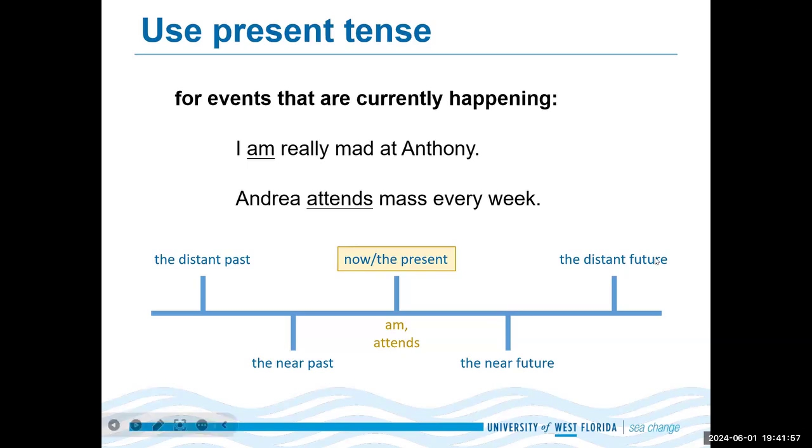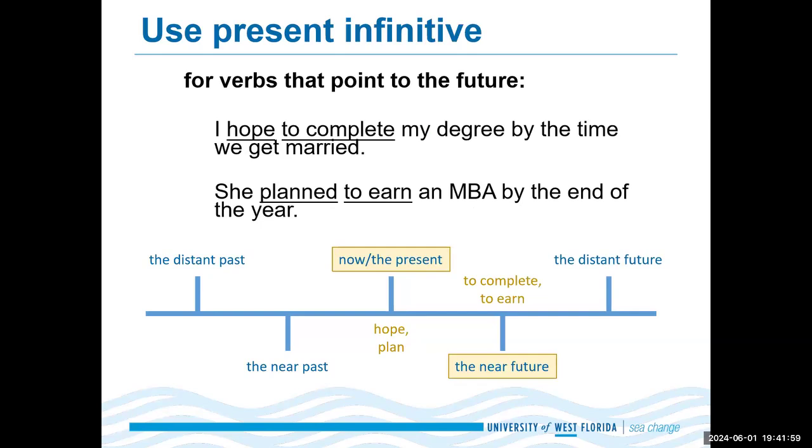Okay. Use present infinitive. All right. So here it is. We're actually talking about infinitive already. Infinitive, okay, these are forms of the verbs that point to the future. For example, I hope to complete my degree by the time we get married. All right? So, present infinitive is actually in the near future.